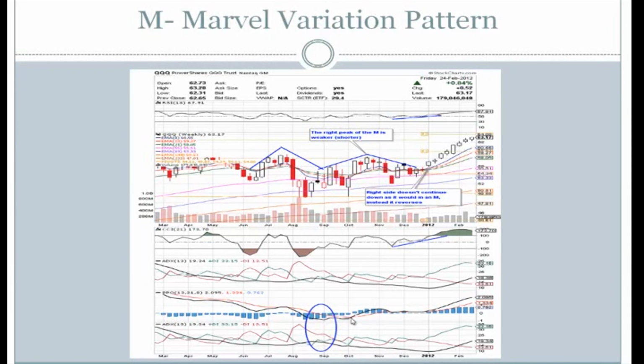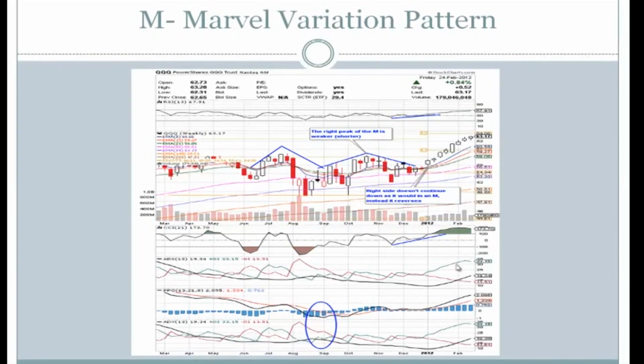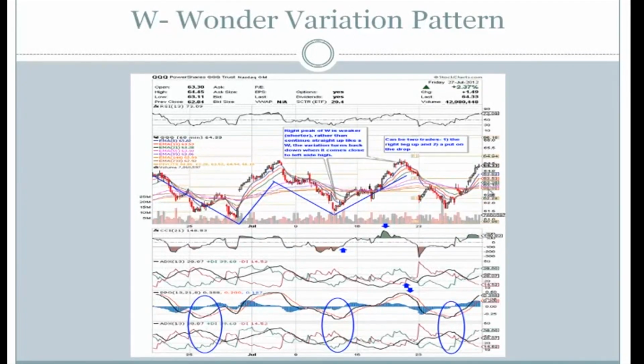Here's the cross, and look, it's this stage 6, this adult stage in the squeeze, that is helping to support or playing out and confirming this uptrend that's happening in this M variation pattern. Here is a W variation pattern.